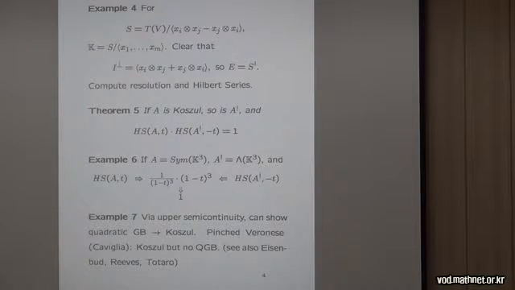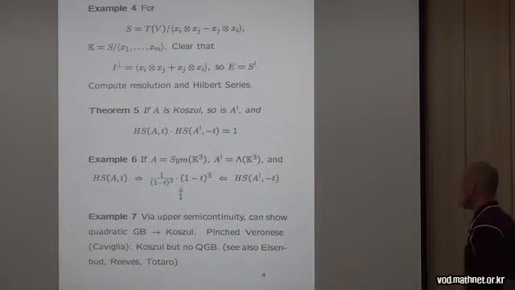So here's an example. The symmetric algebra, of course, is the tensor algebra modulo the relations x_i x_j minus x_j x_i, right? That's how we get the symmetric algebra. And then the Koszul dual, or the quadratic dual rather, is easily seen to be x_i x_j plus x_j x_i. So the quadratic dual of the symmetric algebra is the exterior algebra. So I wanted to illustrate an interesting computation using the Hilbert series.